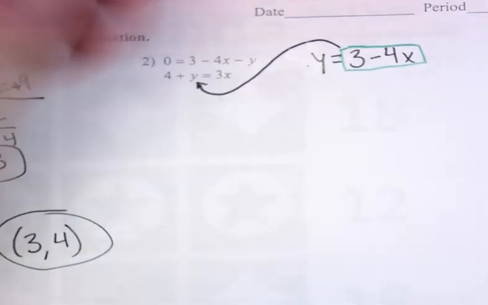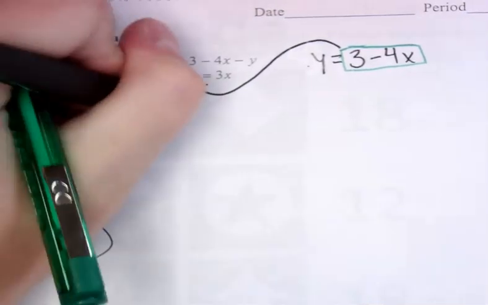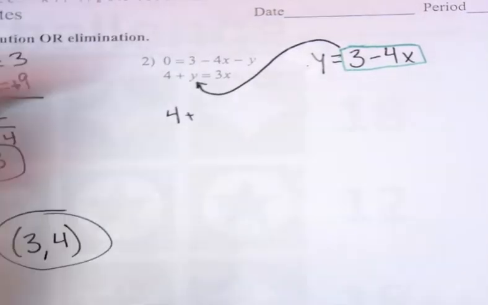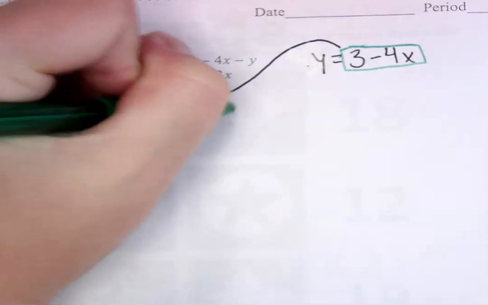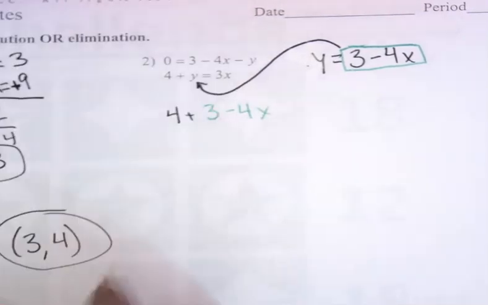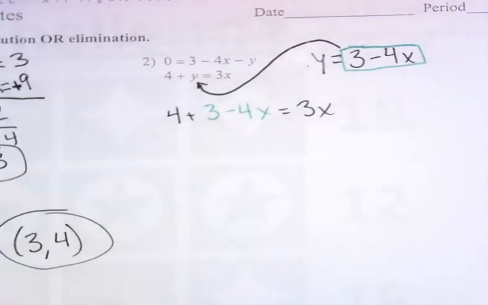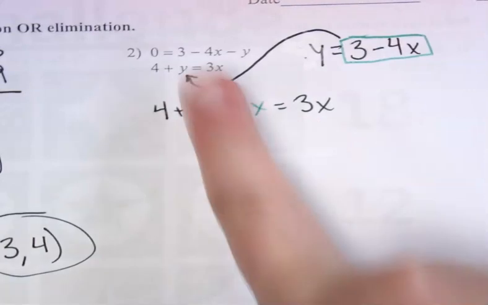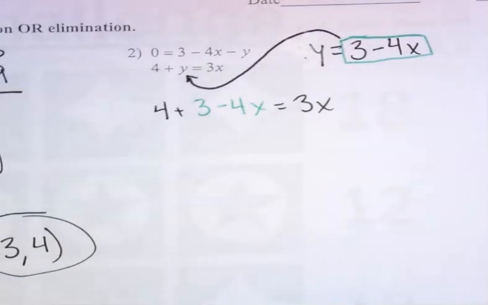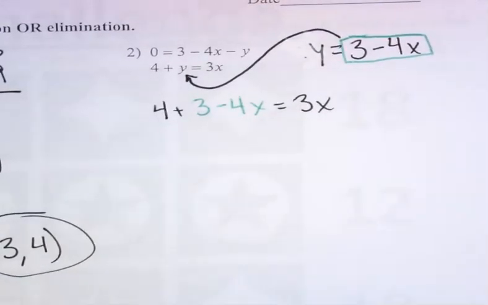All right, let's plug it in. So we have 4 plus, so instead of writing y, I'm going to write this 3 minus 4x. You don't have to write it in different colors. I'm just trying to show you what we're plugging in. And that equals 3x. So I just plugged that in. We're going to now combine like terms. So 4 plus 3 is 7.